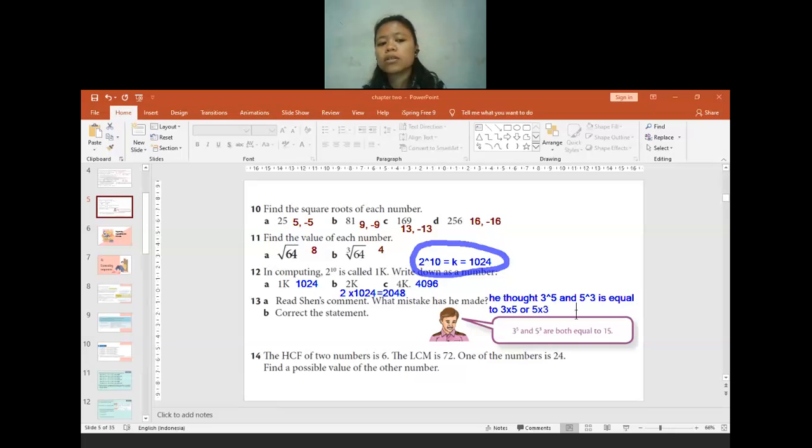Is there anyone have question? I don't know. I think he, this looks like a boy. I don't know if it's a boy or a girl.